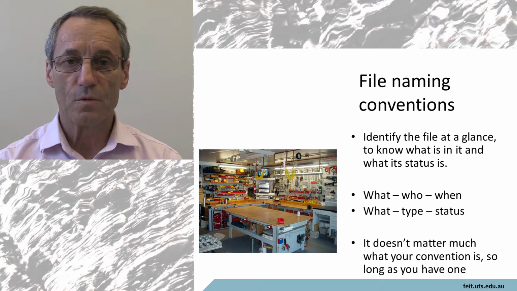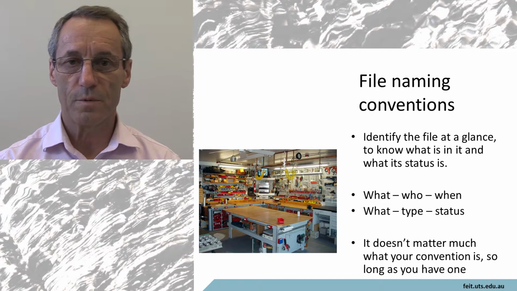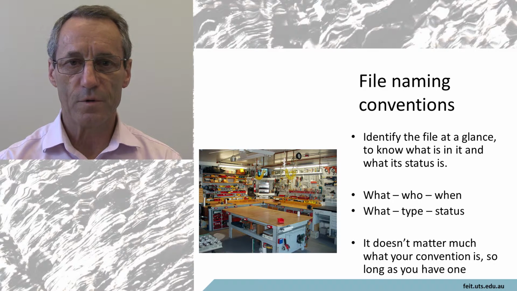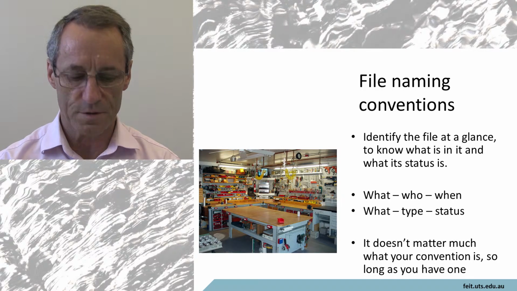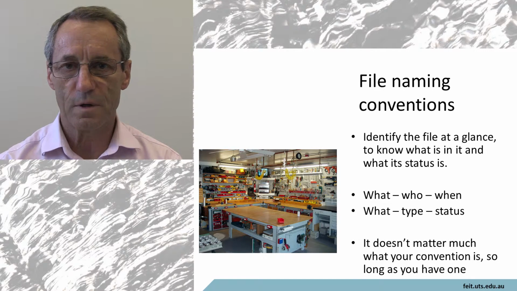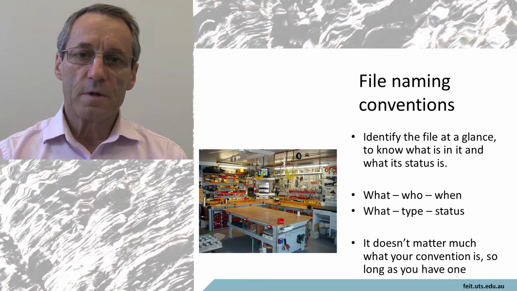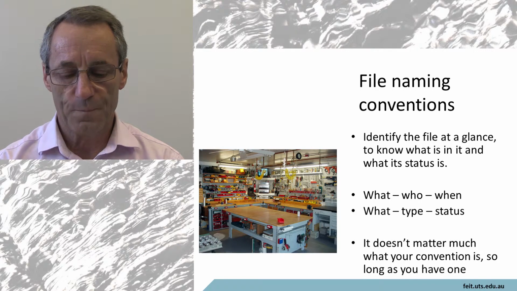Another one is what, type, and status. So that would be, for example, the what being some sort of descriptive name for the file, and the type. What type of file is it? Is this an architecture file? Is it a code source file, a documentation file? What kind of file is it? And status, is this draft, final, or version number, as you choose. It doesn't really matter much what your convention is, as it's more important to have one.